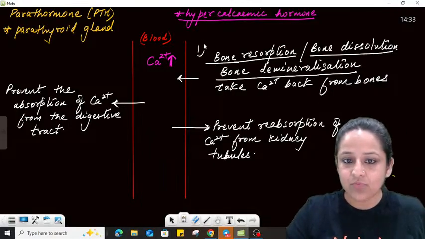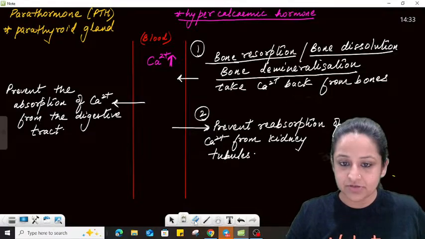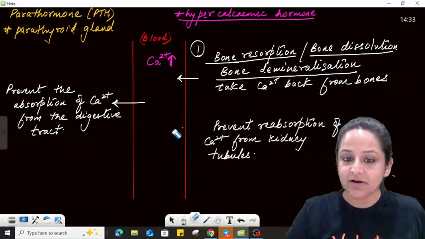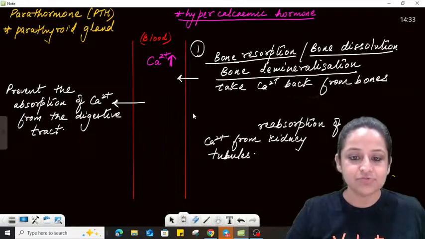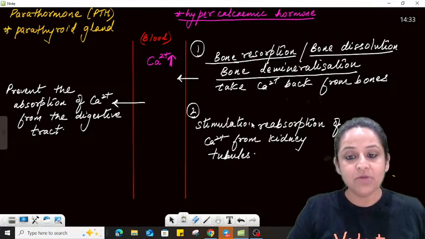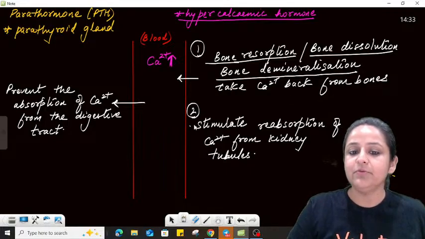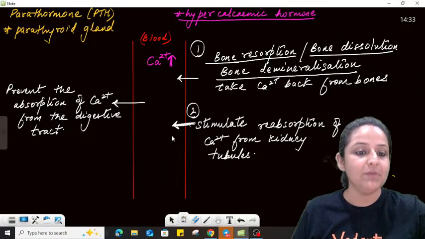Second, this was one way. The second way: earlier it was preventing reabsorption from the kidneys because there was enough calcium in the blood. Now they are going to stimulate the reabsorption. They tell the kidneys, from your renal tubules, please start the reabsorption of calcium so that calcium is taken back to the blood.